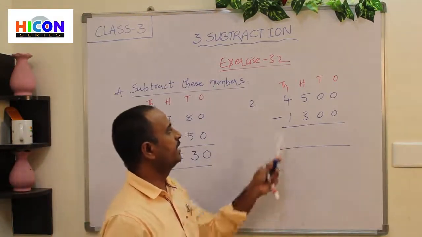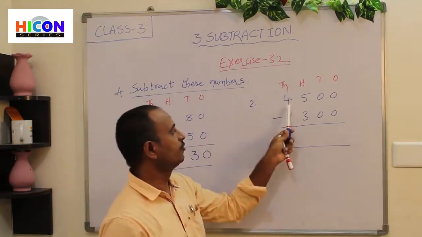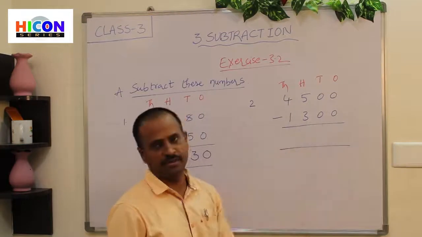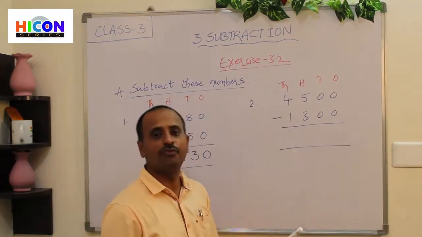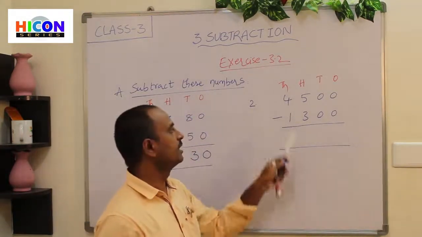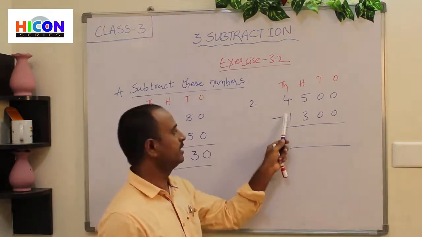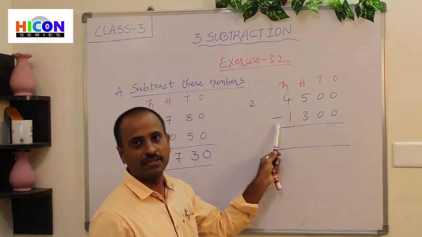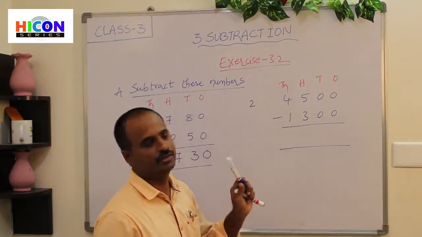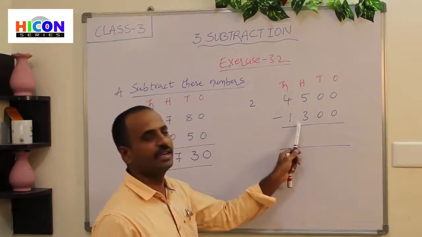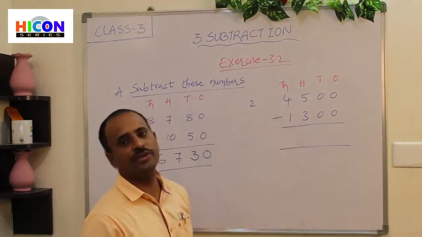So see the second problem. In this problem, they have given two numbers, that is 4500 and 1300. These two numbers are 4-digit numbers. What is the symbol here? Minus. Minus means subtraction. So we have to do subtraction here. Subtract 1300 from 4500.